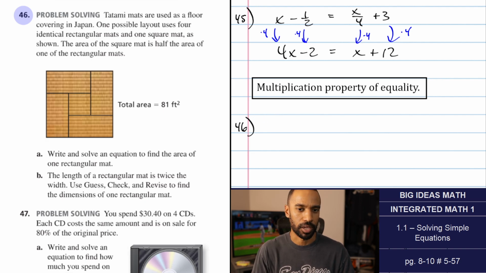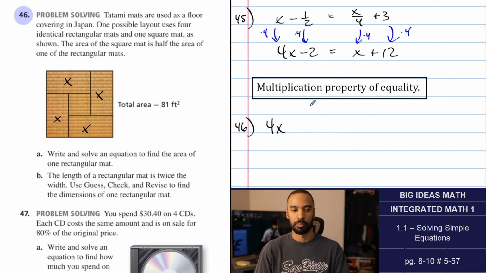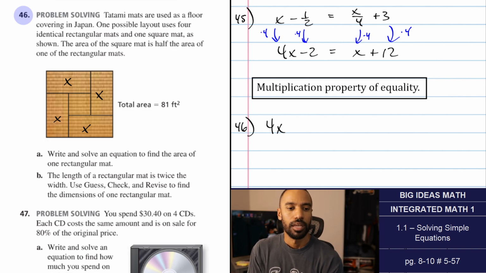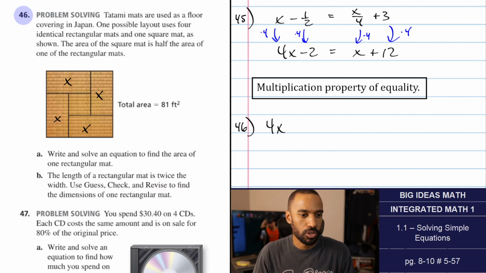Okay, well, here's what I'm thinking. We got to solve for these guys, rectangular mats. Let's say each of their individual areas are x. How many x's are there total? 4. The area of all 4 rectangular mats is 4x. The square mat is half the area of the rectangular mat. So you could take that x and divide it by 2. That's an option. x divided by 2.